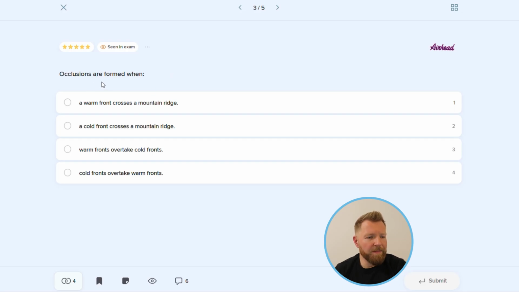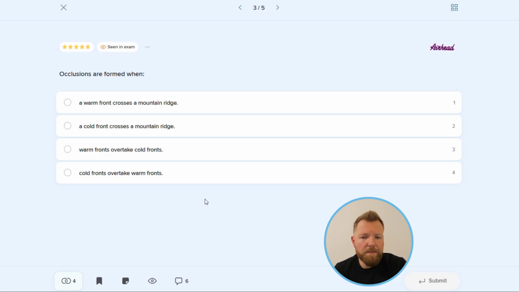Question number 3. Occlusions are formed when a warm front crosses a mountain ridge, a cold front crosses a mountain ridge, warm front overtakes cold front, and cold fronts overtake warm fronts.